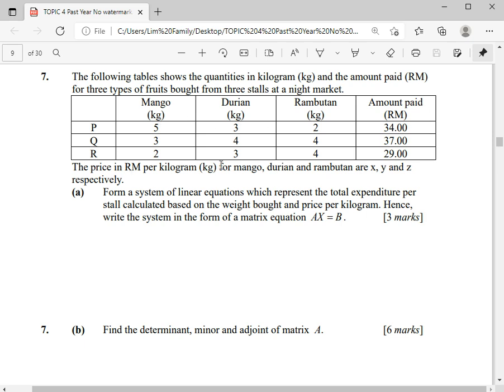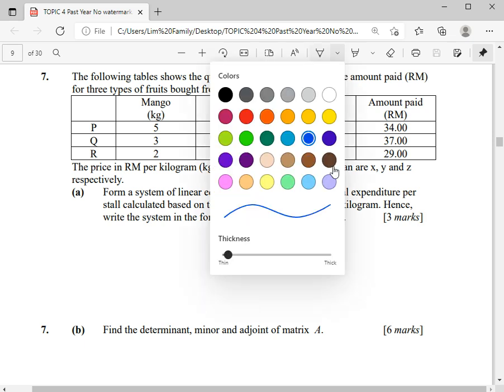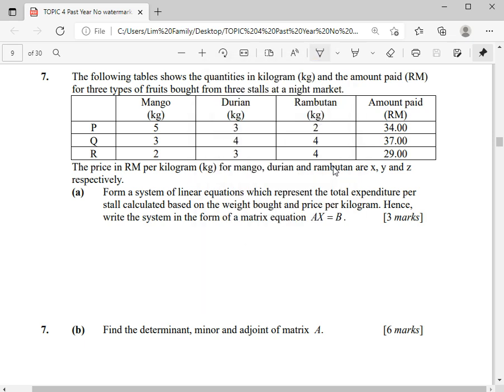So they say the price per kilogram for mango, durian, and rambutan are X, Y, Z. So they're denoted for you. What's your X? X is about mango, Y is about durian, Z is about rambutan. So this is the price that you need to pay per kg. So form the system of linear equations. Form the equations first to represent the total expenditure per store. So calculate the weight and write the system in matrix form.